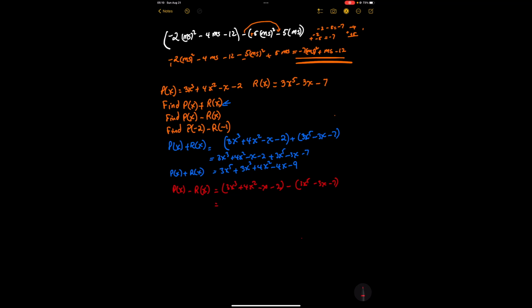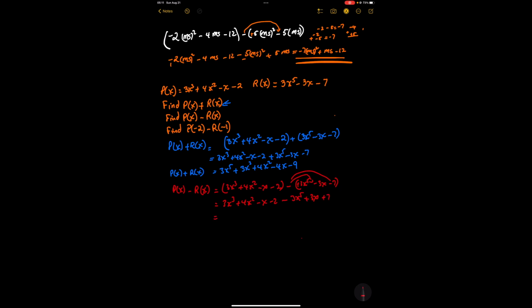And so now I'm going to remove the parentheses. So I'm going to have 3x cubed plus 4x squared minus x minus 2 minus. So that's a positive right here, so minus times positive is negative. So it'll be negative 3x^5. Negative times negative is positive 3x, and negative times negative is positive, so positive 7.